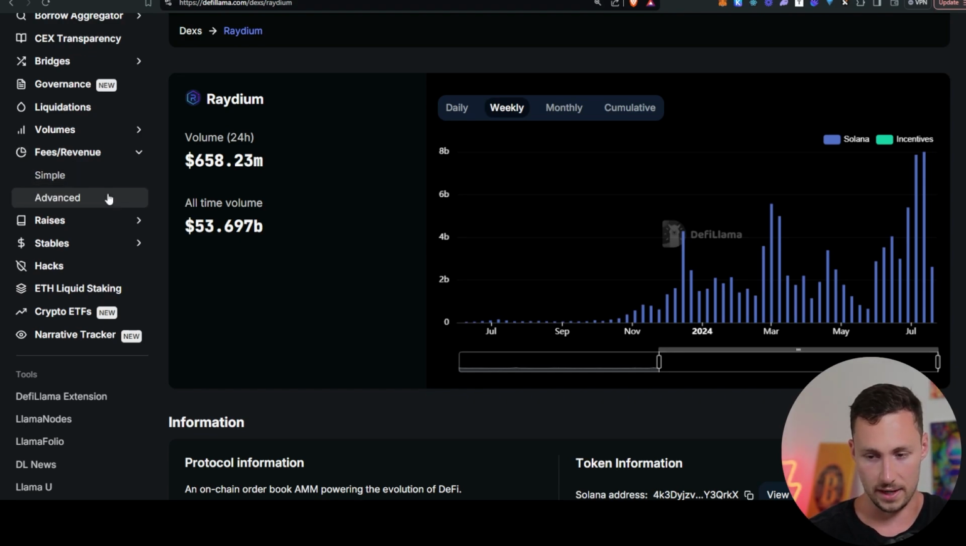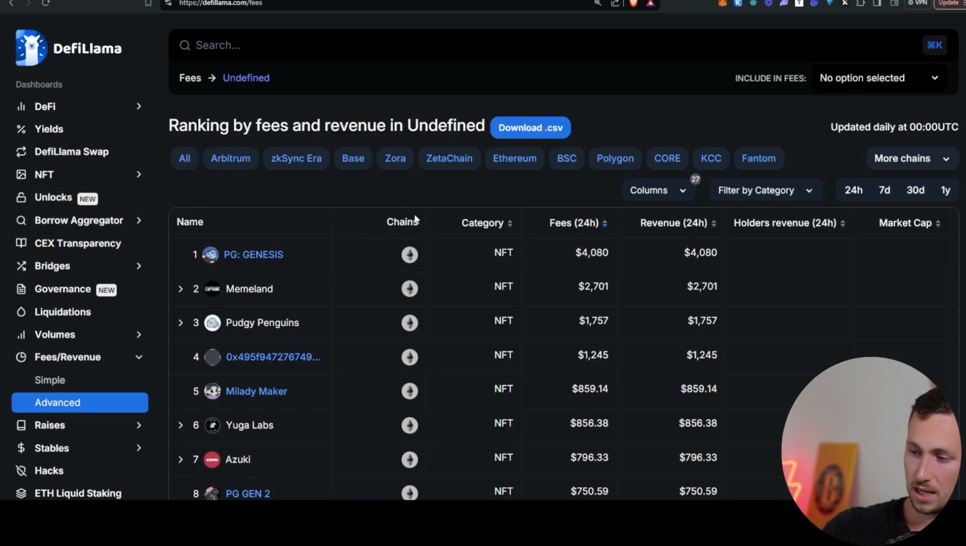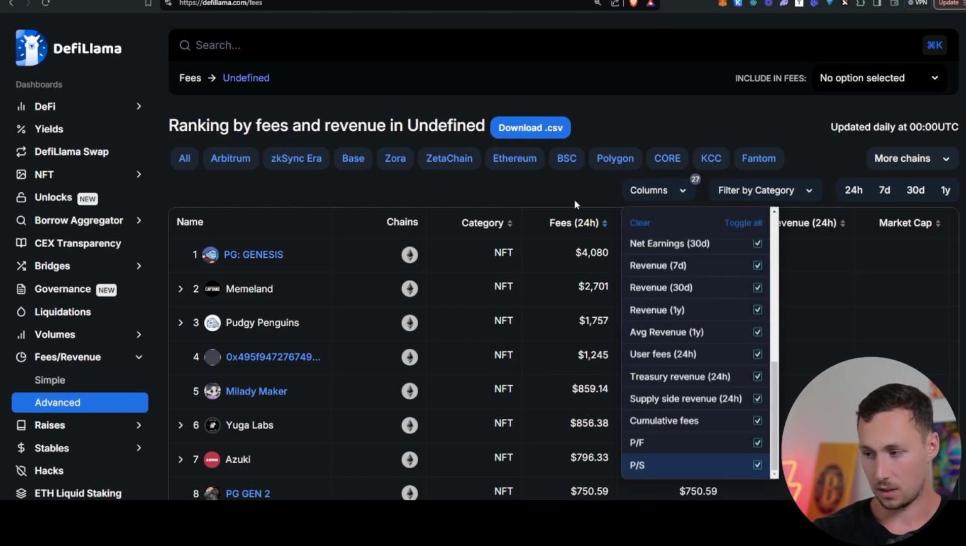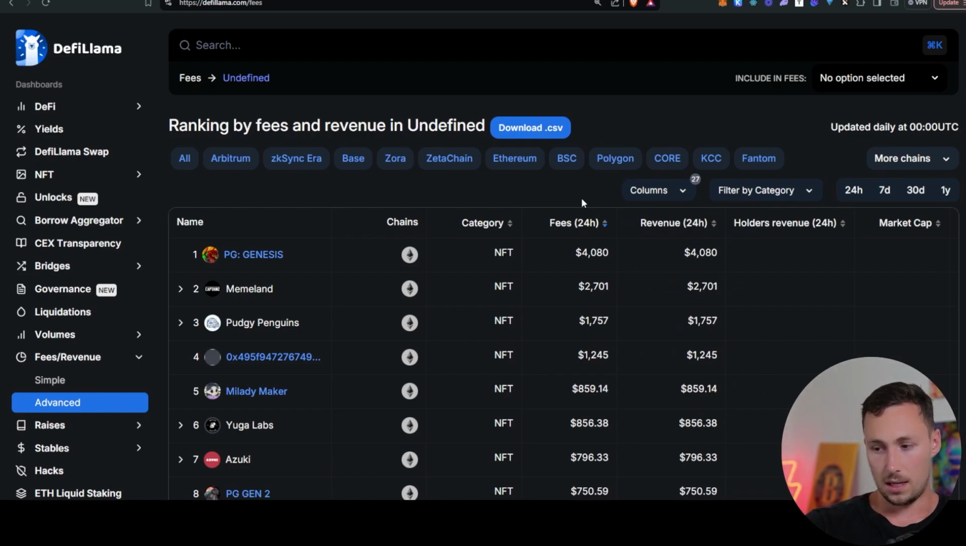And you can go to simple or advanced. I'll go to advanced. Why not? And you see here two metrics, fees and revenue. Those are related but different. Basically, fees is from the perspective of the user. So fees are what you pay as someone who's using the protocol, and you don't know who it's going to, right? It might be going to someone who deposited. It might be going to the protocol itself. It might be going to the treasury. It might be going to token holders. You don't know and you don't care. The fees are what you pay. Revenue is how many of those fees actually accrue to the token holders or the protocol treasury.